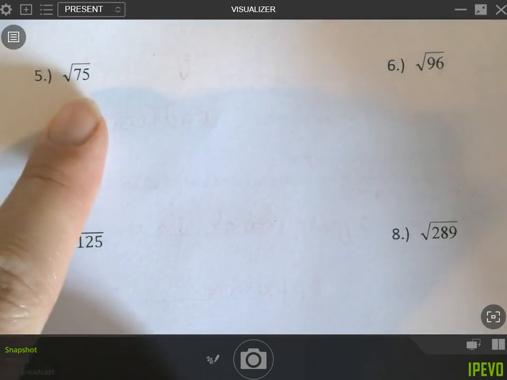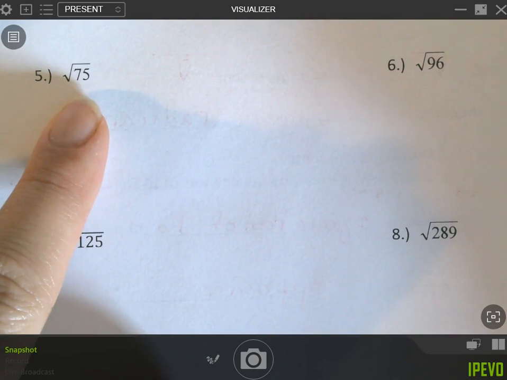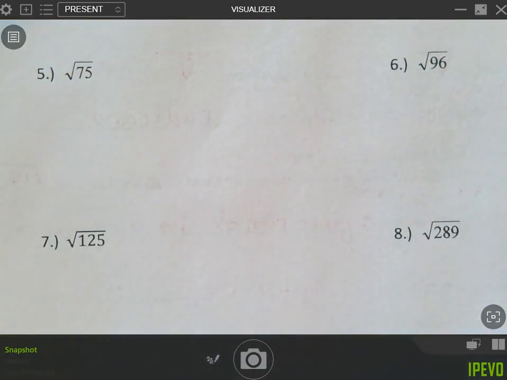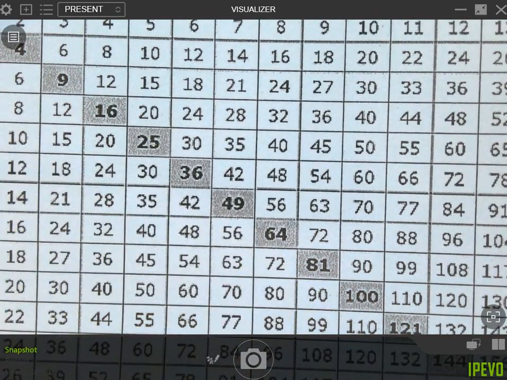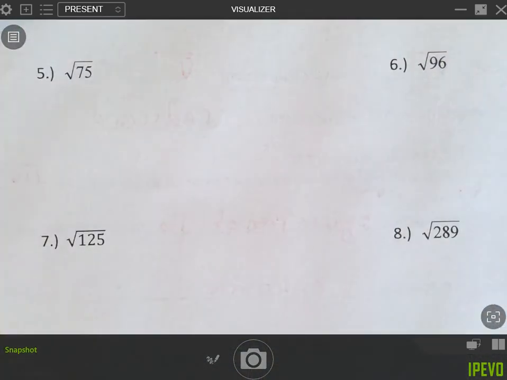So is 75 a perfect square? No, it's not. So how do I know it's not a perfect square? It's either not on my list, right? Or I typed it in the calculator and I got this repeating decimal.